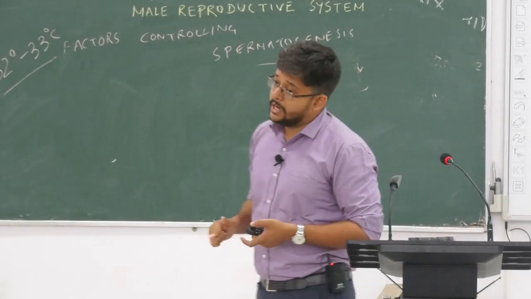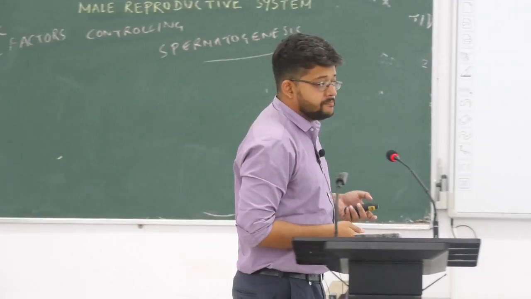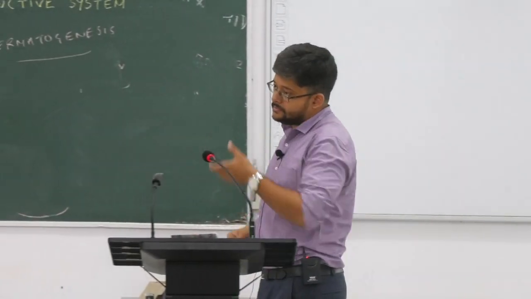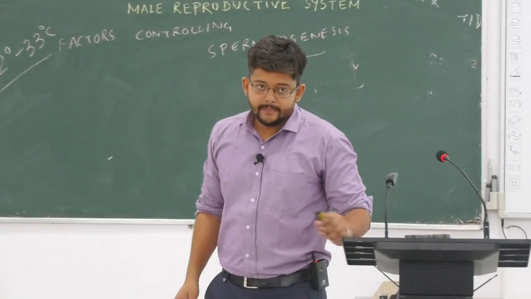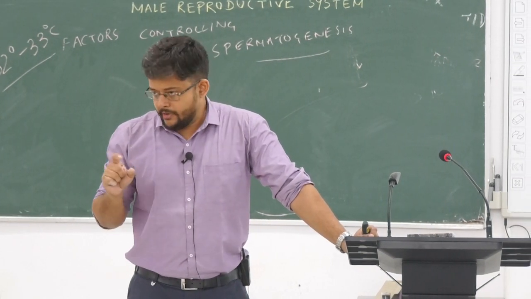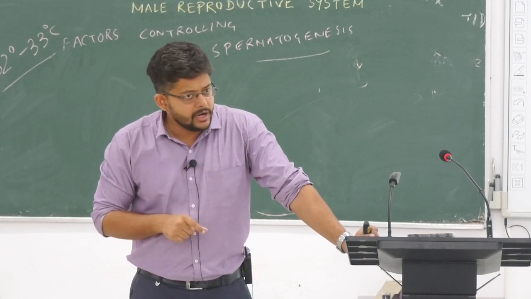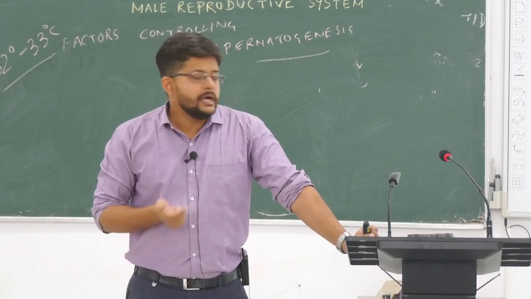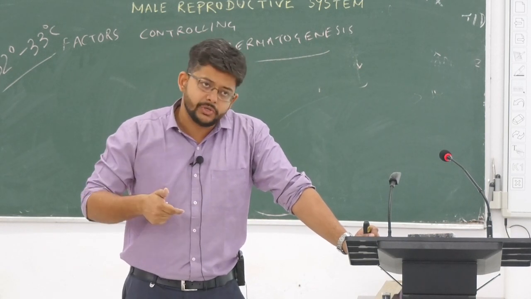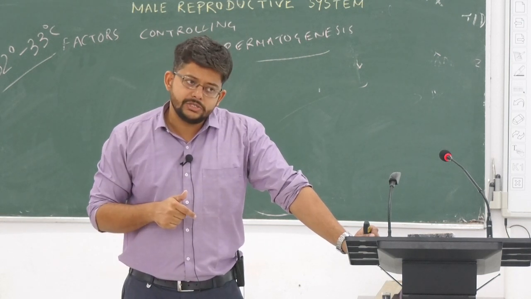এরপরে যেটা আসছে ফিজিক্যালের মধ্যে কাউন্টার কারেন্ট মেকানিজম। ঠিক যেমন inside the nephron, not inside the nephron, inside the kidney actually, surrounding the nephron, we do have a counter current mechanism. Similarly, around the seminiferous tubules, around the testes, in this environment, we also have a counter current mechanism. This counter current mechanism কিভাবে কাজ করছে?